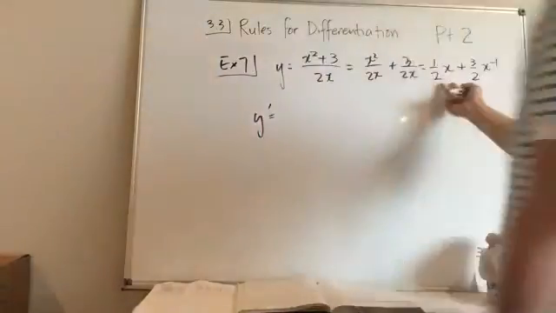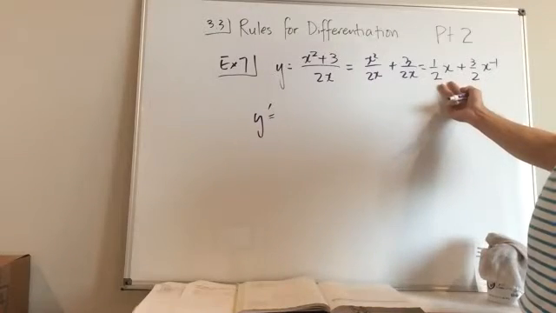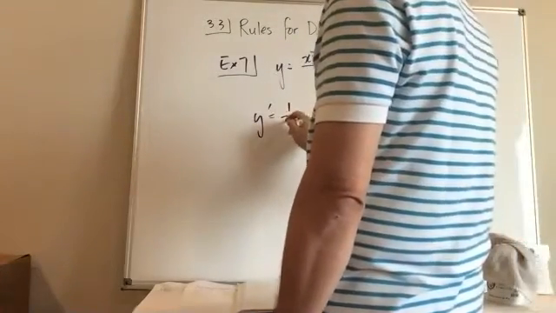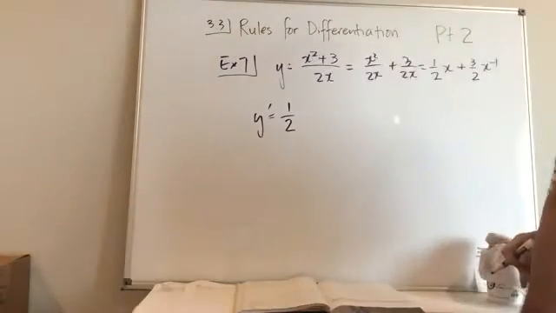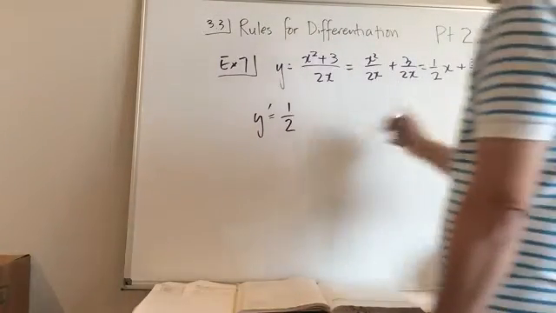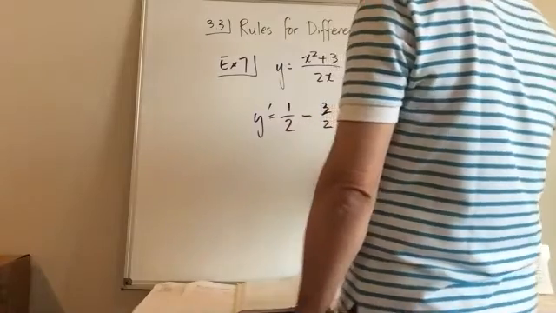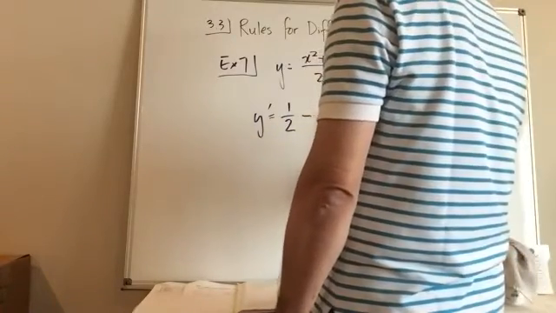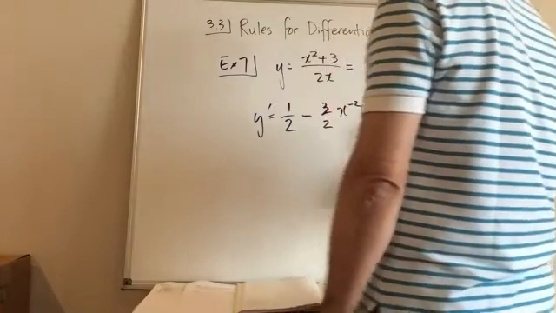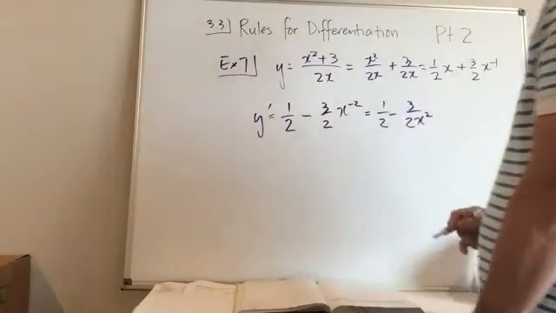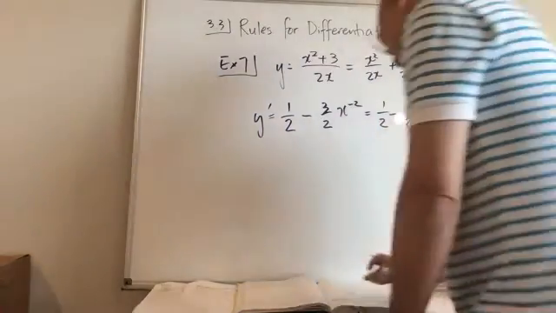If I take the derivative of this, what do I get? 1/2 of x, I take the derivative of that, it becomes what? Just 1/2, right? Take the derivative of this, I'm going to get negative 3/2 x to the minus 2. So it's going to be 1/2 minus 3/2 x squared. This is what I'm going to get. Okay?